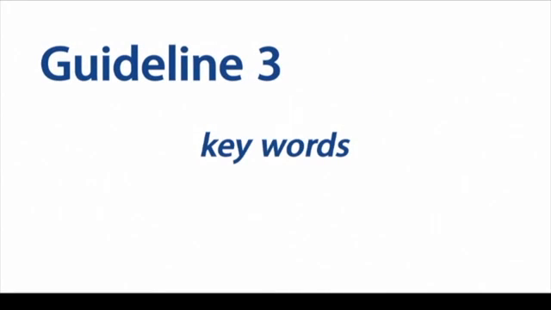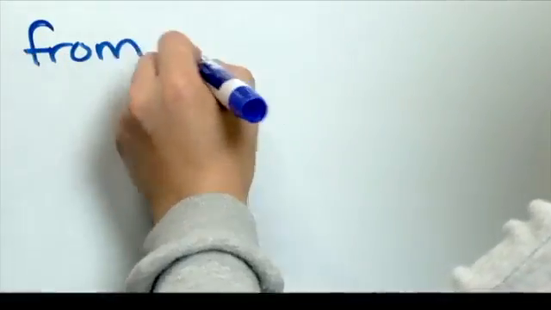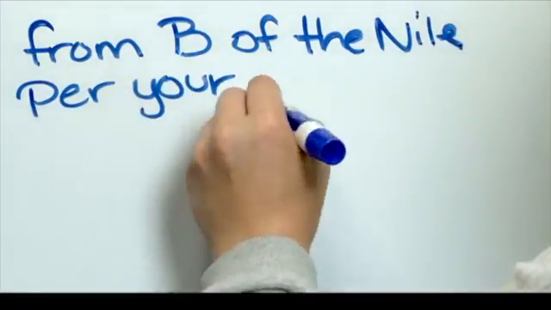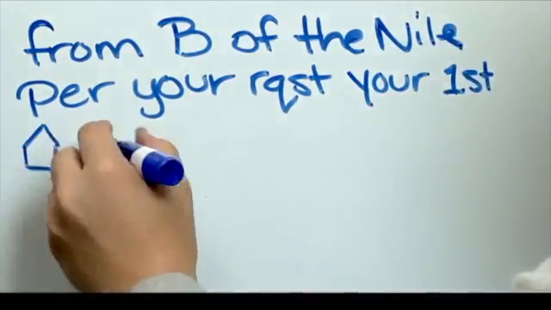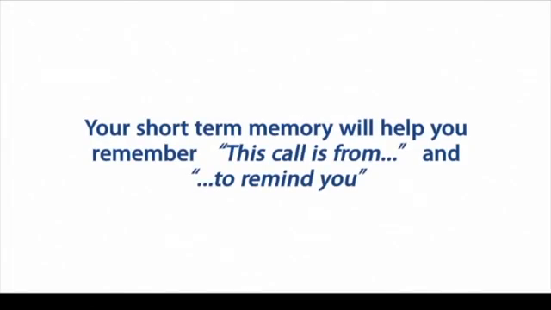Now let's take a look at note-taking guideline number 3. Jot down the keywords that will bring back the information within a few seconds. Your short-term memory enables you to fill in the blanks. In a sentence, you only need to write down a few abbreviated words. Let's look at the following example. This call is from Bank of the Nile per your request to remind you that your first mortgage payment is due on June 1st. Your short-term memory will help you remember this call is from and to remind you.